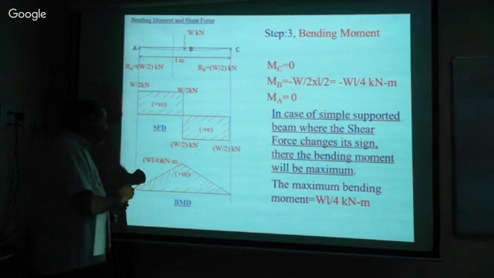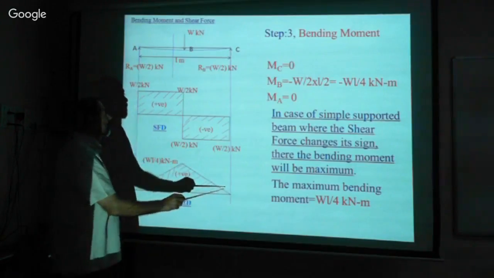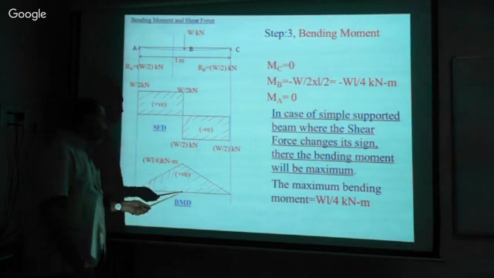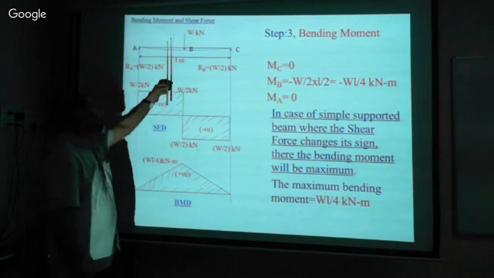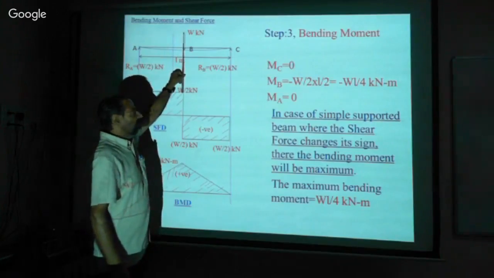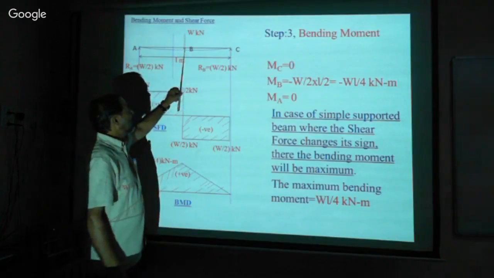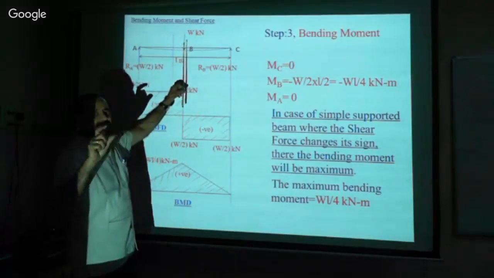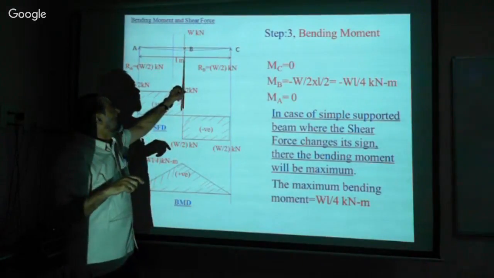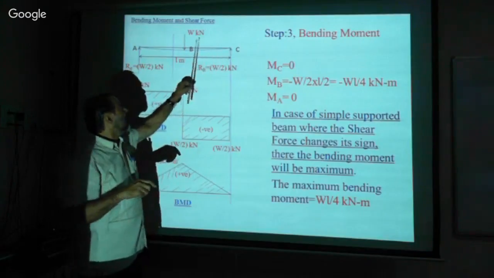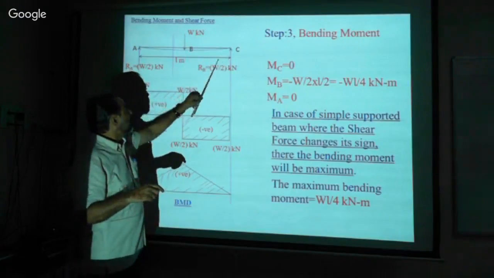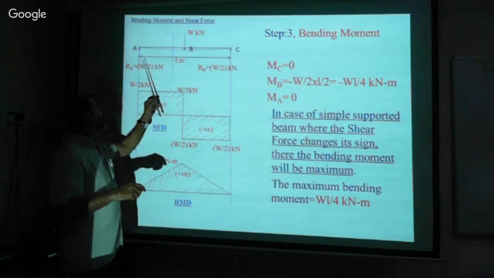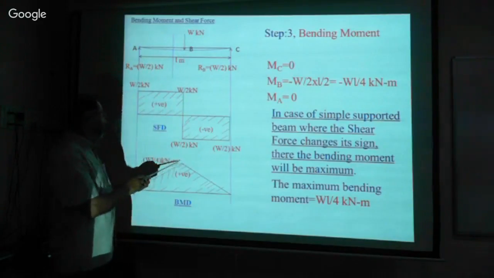This shows the variation of bending moment across the beam. At this point it is the maximum bending moment, because it is a critical point where the load is acting. Therefore the maximum bending moment occurs at this point. W by 2 into distance gives us the same thing.